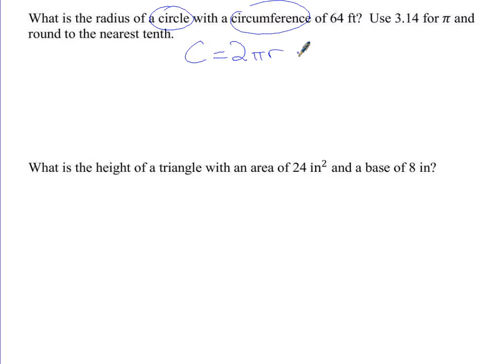Okay, now what letter are we looking for here? We're looking for r. It says, what is the radius? So wouldn't it be nice if we had that formula solved for r? Yeah? So that's what we're going to do. How can I solve this for r? Divide by the 2 pi. And now I have r equals C over 2 pi.